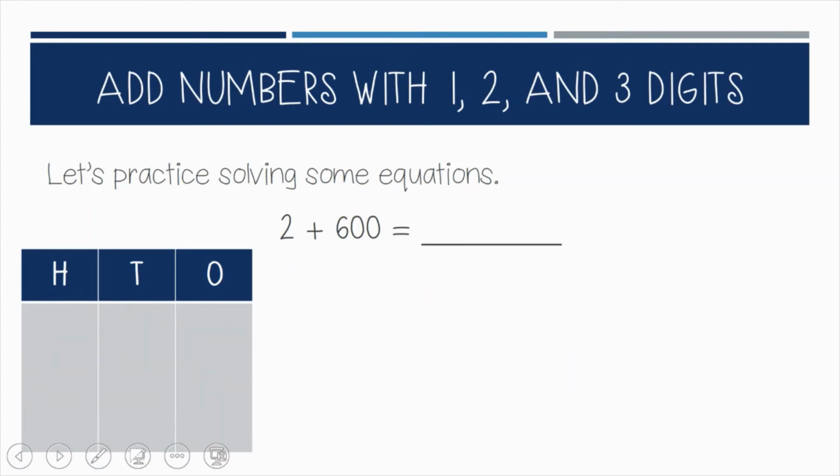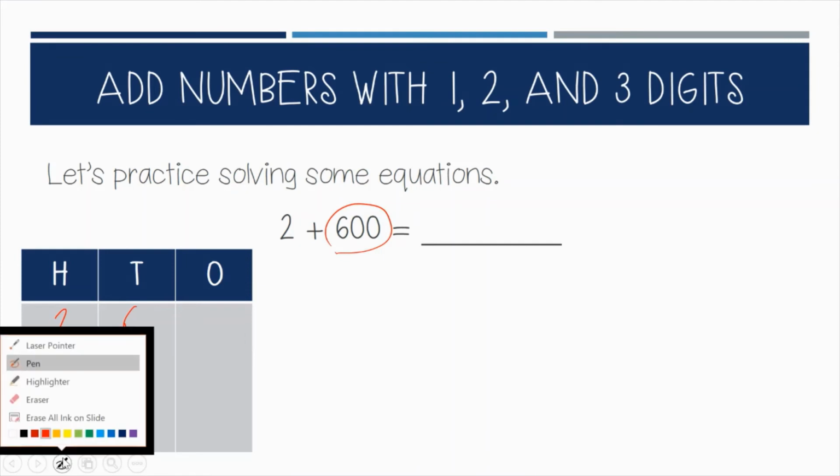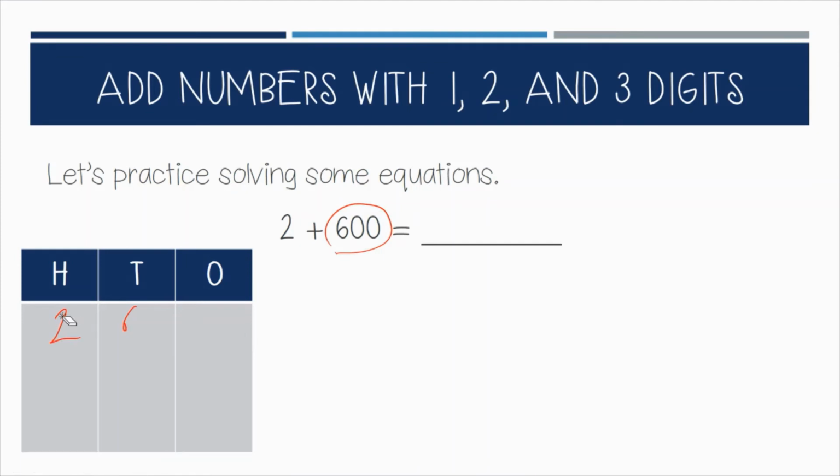Let's do one more. Now I have a 1-digit plus a 3-digit. So I'm going to use the same strategy again. I'm going to take my 3-digit number and I'm going to write that one first. Oops, that's not right. Let me get my eraser on here. Oh, that's not right either. There we go. Let's fix that.